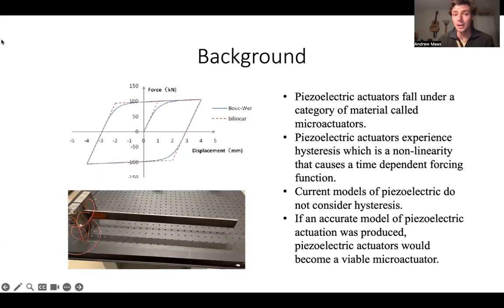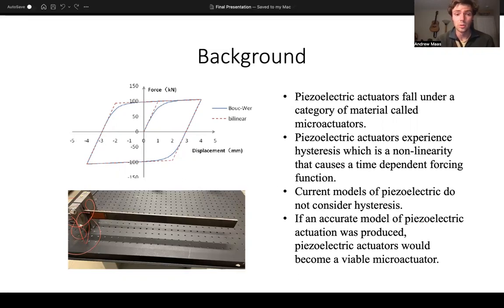Really quick for background, the phenomenon that I will be discussing is called hysteresis. It is modeled in the left top figure, and it's defined by a nonlinearity between the input and the output. In our case, that's going to be voltage and displacement, or voltage and force, depending on which you care about.